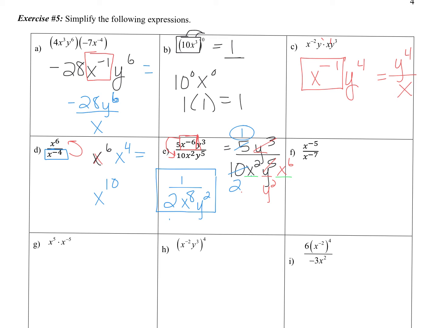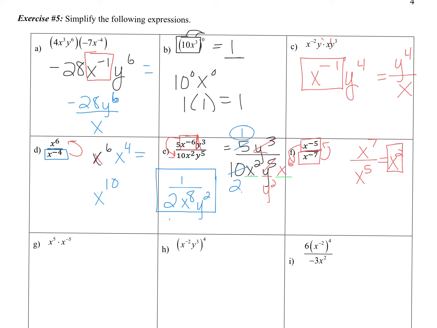The next one, both of these have negative exponents, so they're both going to move to the other side of the fraction. So I have x to the 7th over x to the 5th. Subtract the exponents, and I get x squared. That's not 1 over x squared because the 7 is larger, so that stays x squared.